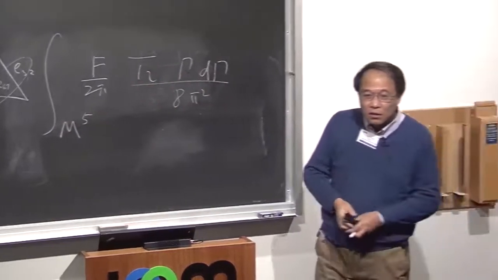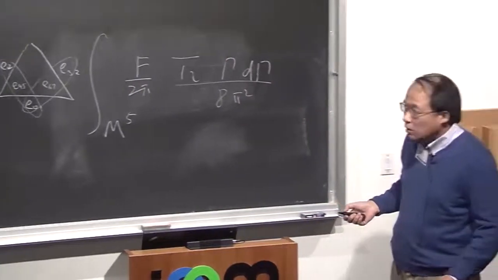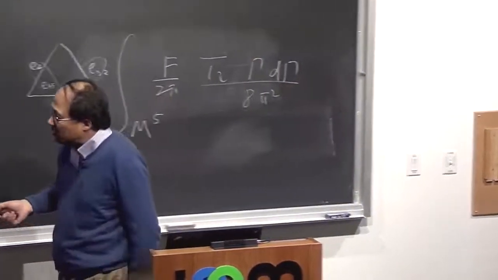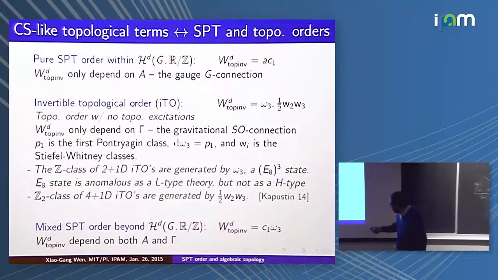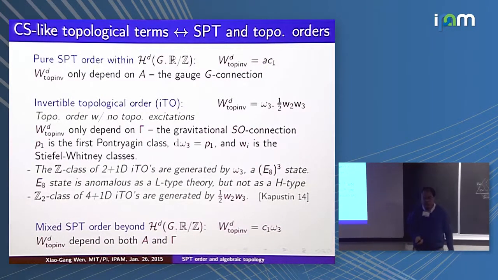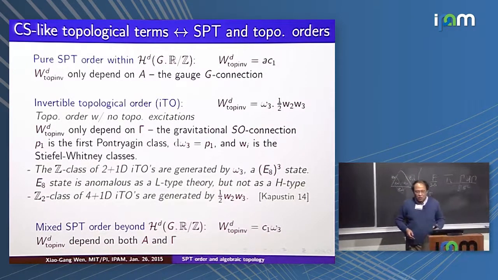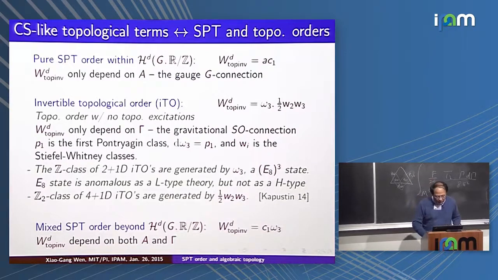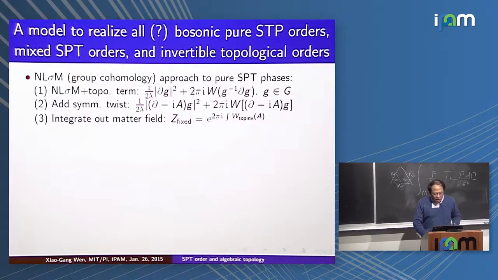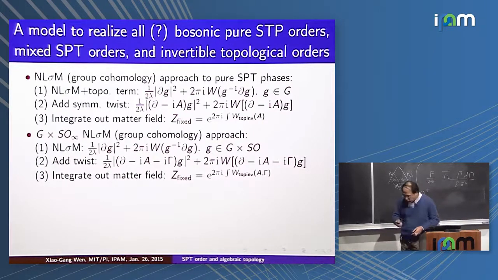Is it impossible to write in 2 plus 1? No. This mixed SPT order exists for the U1 in 4 plus 1, not in 2 plus 1 dimensions. So there are no 2 plus 1 mixed SPT phases.